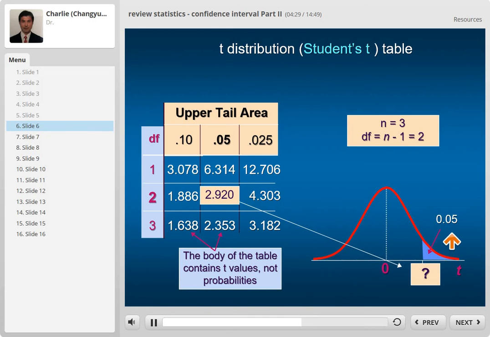That's how it works. Again, in the body of the t distribution table, it gives us the value on the t-axis, which is this horizontal axis. This body of the table gives us the location on this axis. In our case, it is here. The probability is on the top row, right here. So when we know the probability, we can find the point right here.